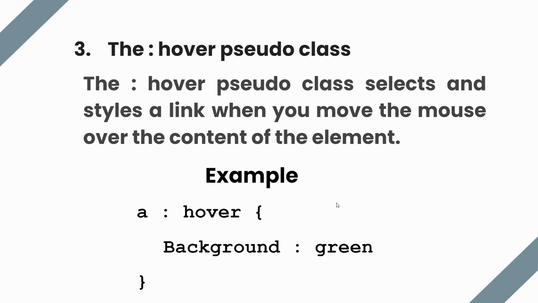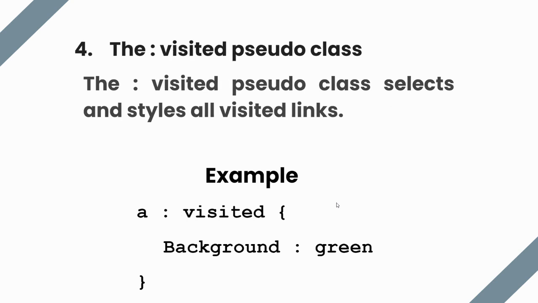And it has a property of background which has the value of green. And lastly, we'll be seeing the visited pseudo class. So the visited pseudo class selects and styles all visited links. So any link you've clicked on before would actually have a styling under this particular pseudo class.